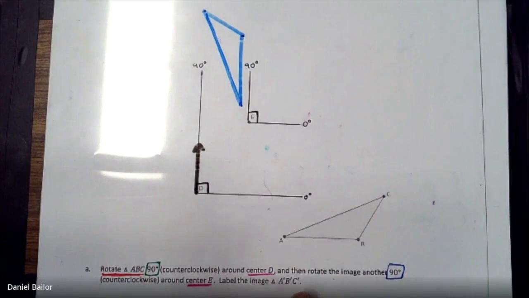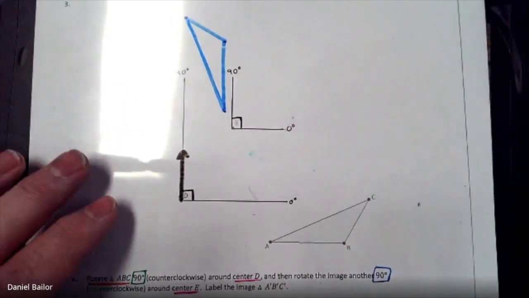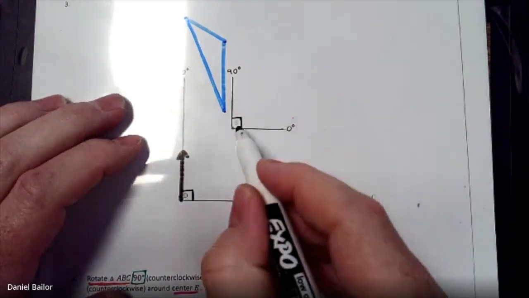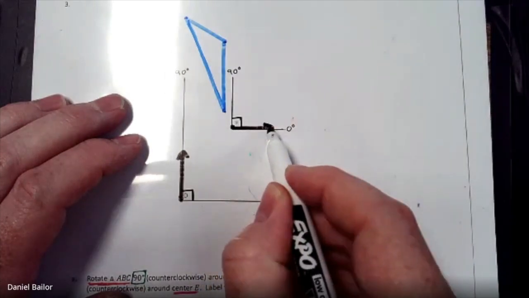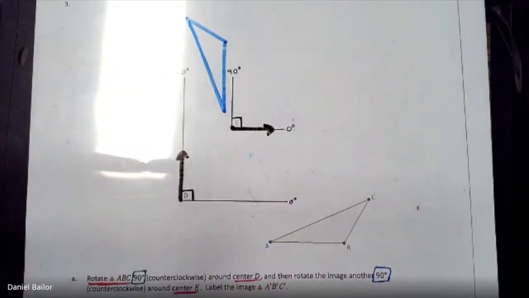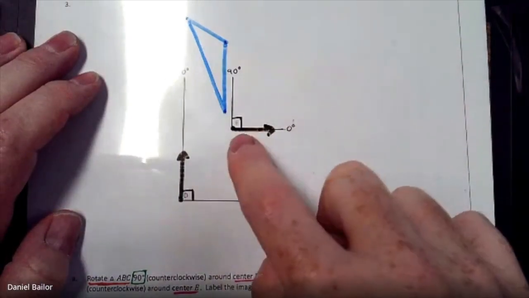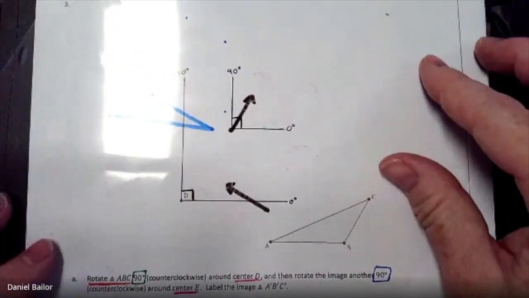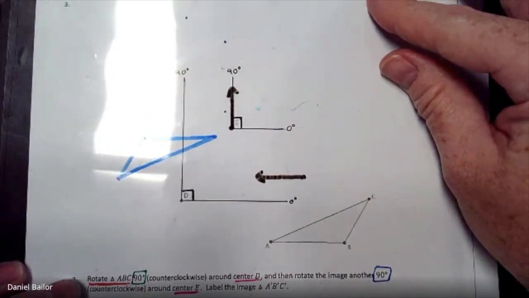Rotate around D. Then I need to rotate another 90 degrees around E. So I need to keep my triangle where it is. And this time, I'm going to rotate around E. So I need another arrow that starts at E, pointing at 0, so that I can rotate again. So here we go. I rotated around D. Now I'm rotating around E. So here we go. And I'm going to stop exactly when the arrow is pointing at 90 degrees.